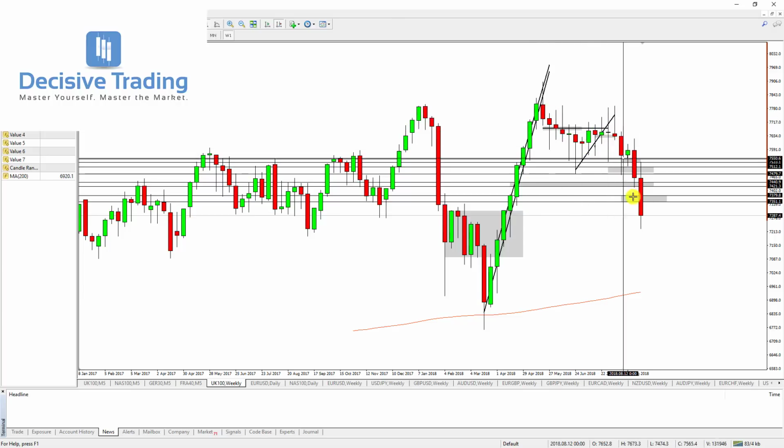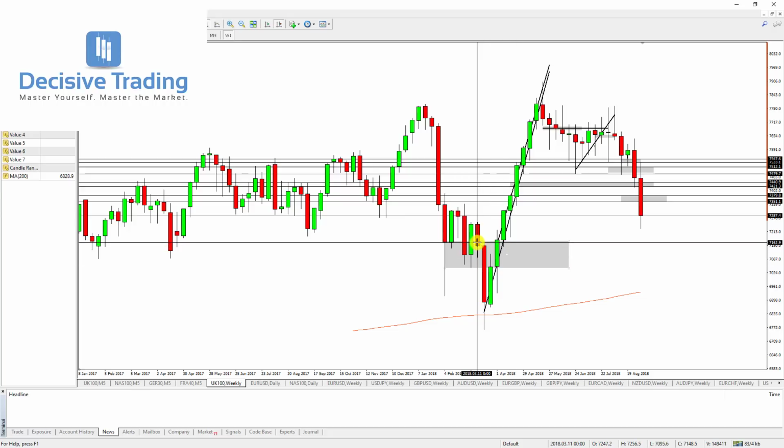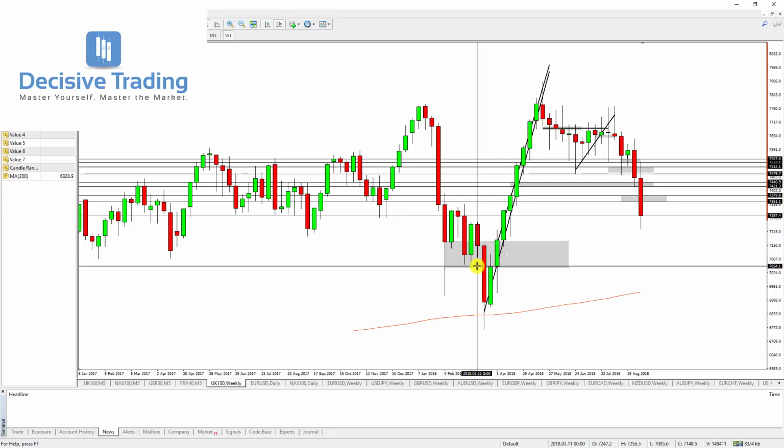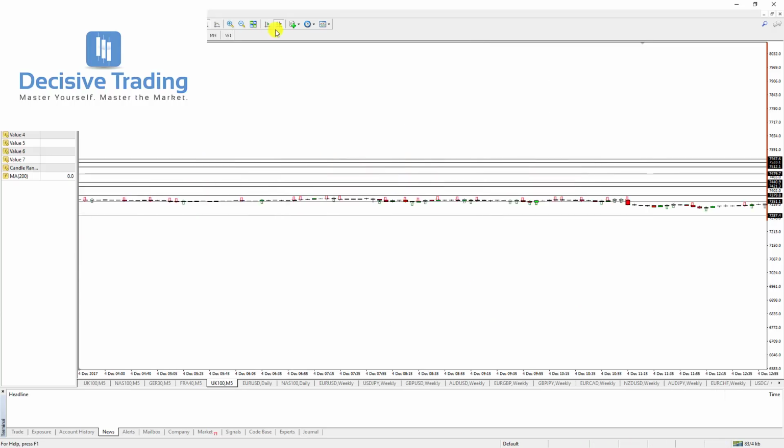We have subsequently broken down from those levels, so for me there is still the potential here that the market is going to roll over, start to hold more bearish, and we're going to see further downsides, certainly down into at least 7160 to 7050. So basically the round number at 7000, that key round number.